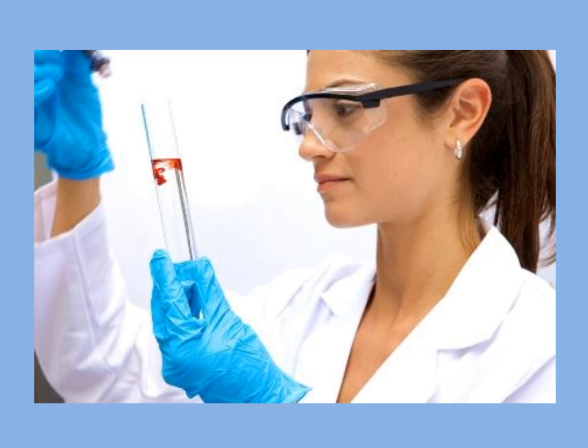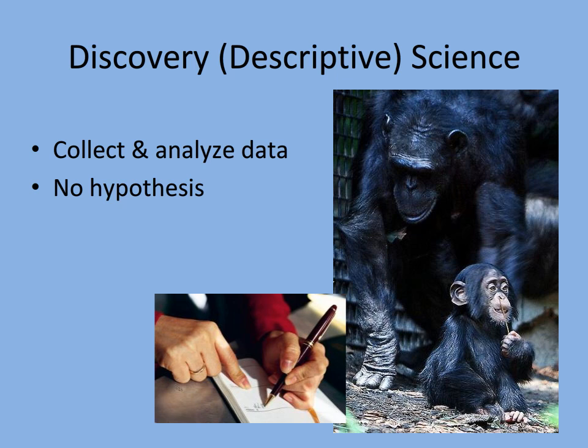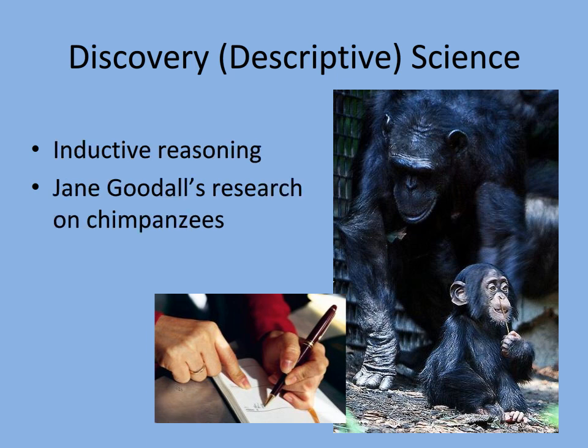There are a couple of ways we can do this. We can study science by the discovery method, in which we observe and collect data and later analyze it. We have no initial concept, which is called a hypothesis, that we want to test for. This is a common way researchers study biology in the field. Also called descriptive science, discovery science allows scientists to use inductive reasoning to make conclusions based on observations. Jane Goodall, an expert on chimpanzees and other apes, has conducted most of her research this way. This type of research can lead to hypothesis testing.